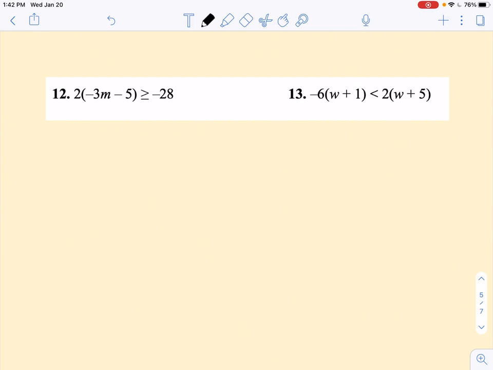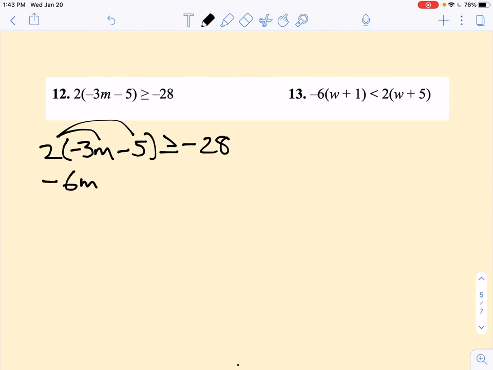All right, so this first one, whenever you have parentheses and you're trying to solve anything, you have to get rid of the parentheses. So the very first thing you should do is get rid of them by using the distributive property. I'm going to take 2 and multiply it by both of the items inside that parentheses. So 2 times negative 3m is going to give me negative 6m. And then 2 times negative 5 is going to give me negative 10. And then we have greater than or equal to negative 28.